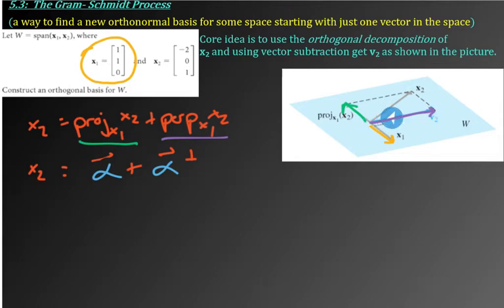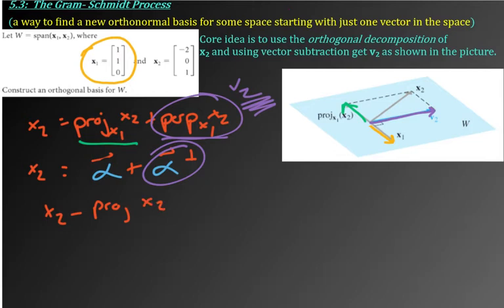To get v2, it's really this vector v2 that we want. We're going to use orthogonal decomposition, which we already put up here, and then just vector subtraction. So if we want v2, all we have to do is take x2 minus the projection of x2 onto x1, and that's going to equal v2.